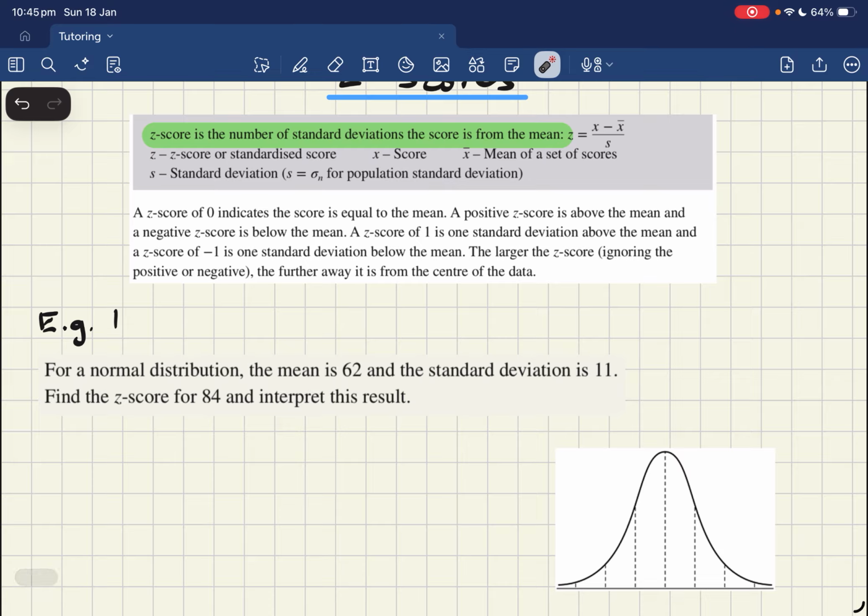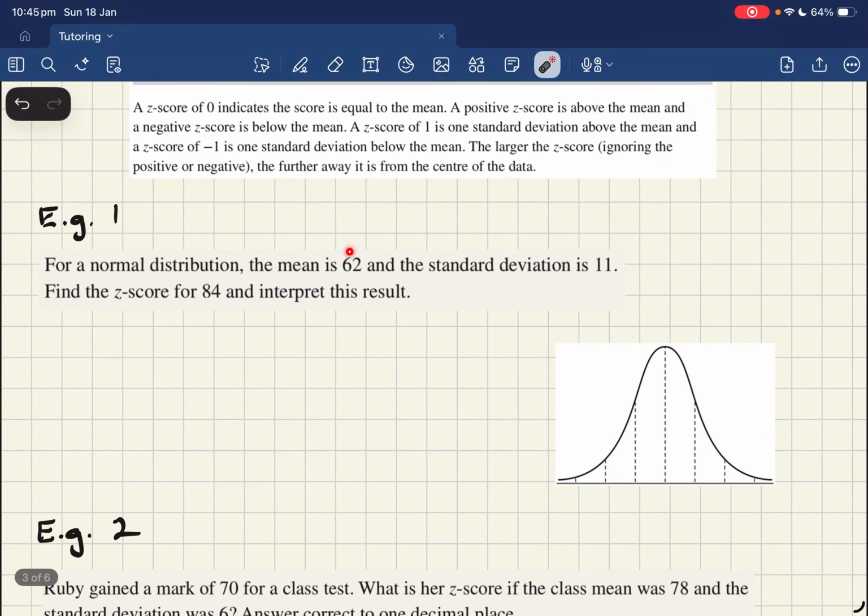Instead of using the actual scores, so writing in like we did in the previous video, where I would have written, for example, 62 as the mean, and I would have had to keep going up by 11s because that's what the standard deviation is, this way we can just think of it generally in terms of a z-score. How many literal standard deviations is it away from the mean? Now, in this first example, it's saying for a normal distribution, the mean is 62 and the standard deviation is 11. Find the z-score for 84 and interpret this result.